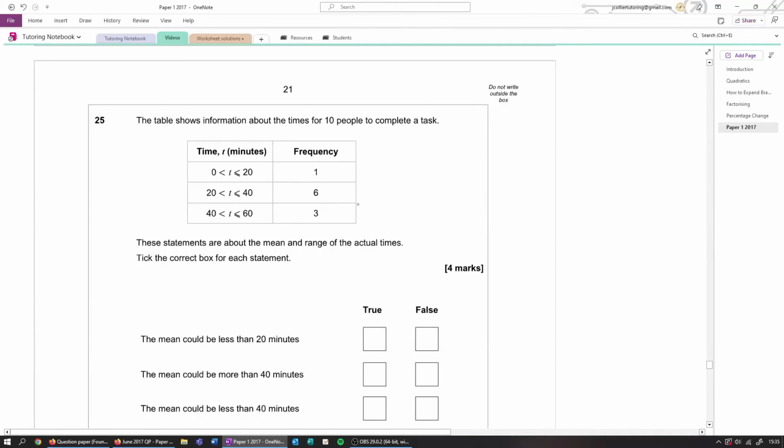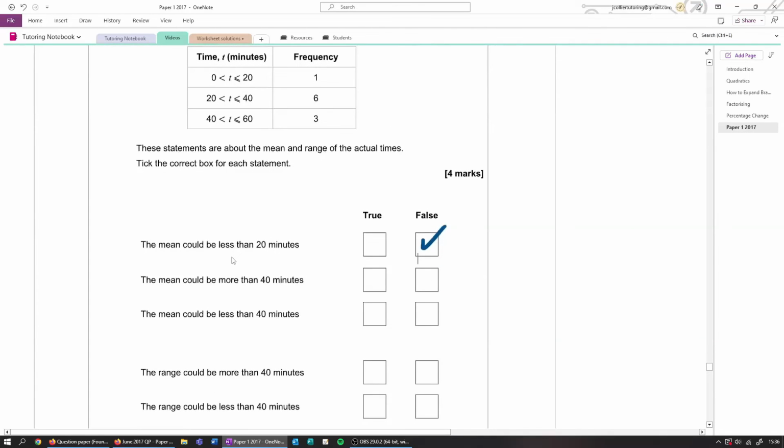So even if you put these people in here, the lowest they could go, these could all be on like 20 minutes and a little bit, and these people are on the minimum, so they could be just over 40 minutes. Even if this person's all the way at 0, that's not going to bring the mean down enough for it to be less than 20 minutes. To summarize, there's too many people taking longer than 20 minutes, so the mean can't be less than 20 minutes because there's more people taking longer than less.